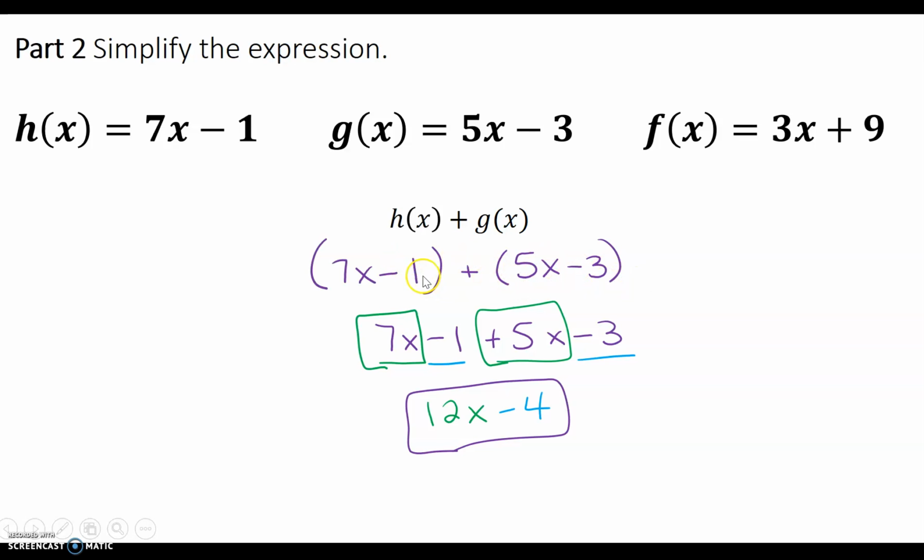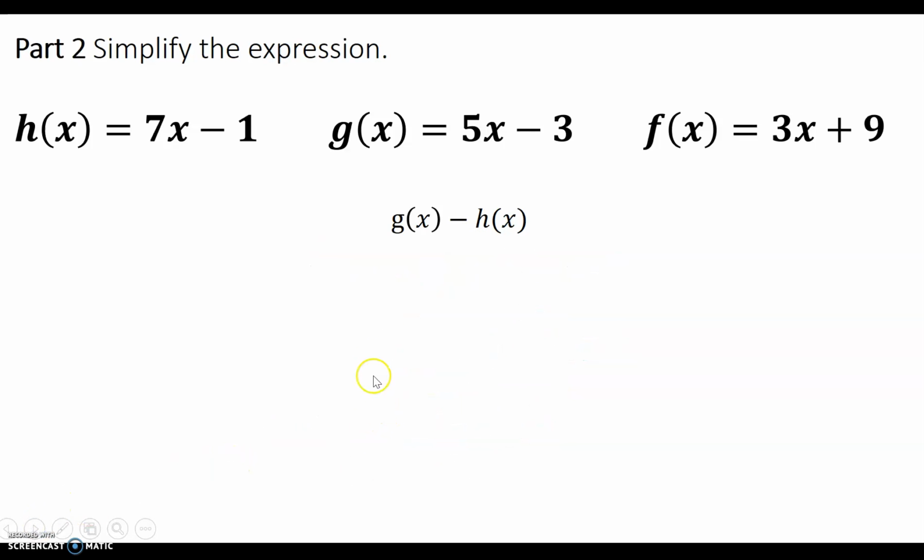You'll notice I started putting parentheses around them, but I really don't need the parentheses here because if I'm just adding together the two expressions, I don't have to do anything special. And then I'm just combining like terms like I would normally. So 7x and 5x gives me 12x, and then negative 1 with negative 3 gives me negative 4. And then after that, I can't combine anymore because this one has the x with it and the negative 4 is just a constant, it does not. So my final answer for h of x plus g of x would just be 12x minus 4.